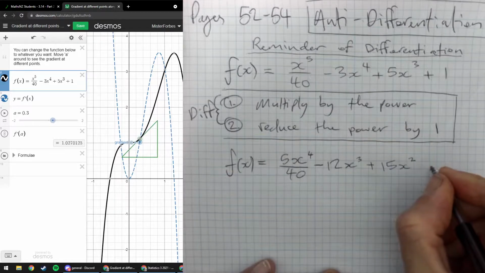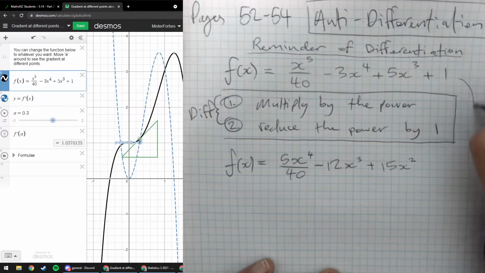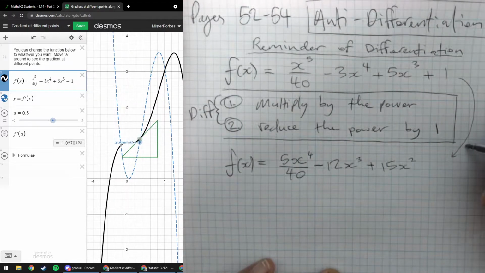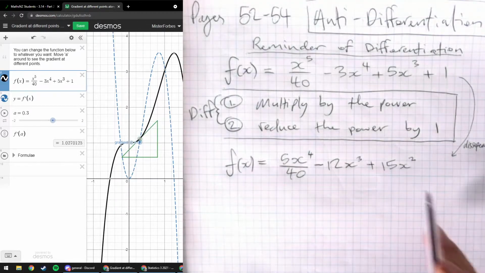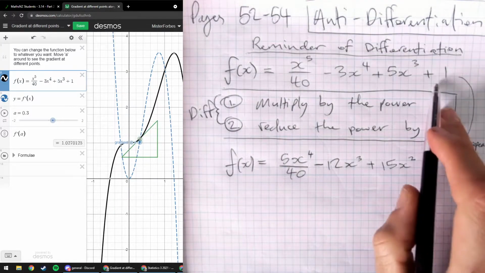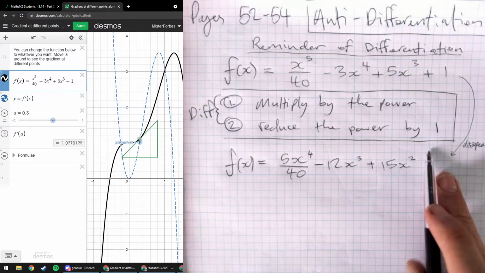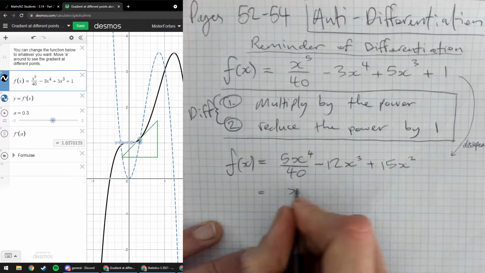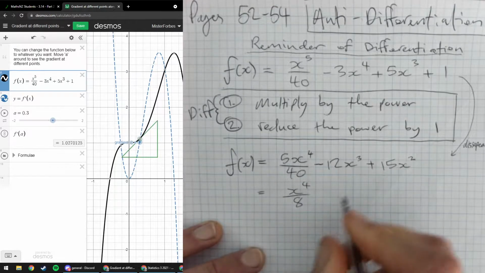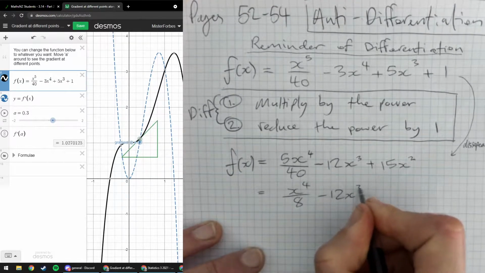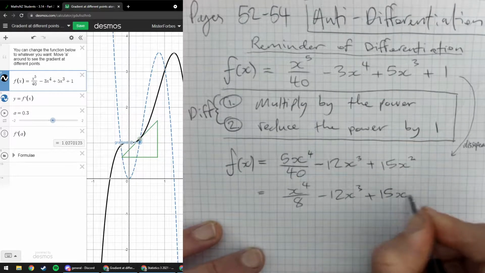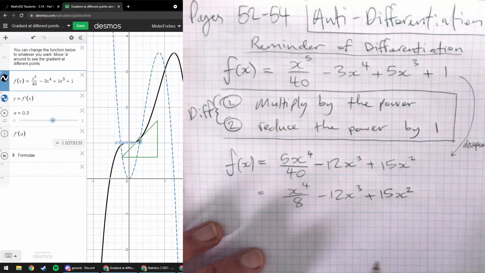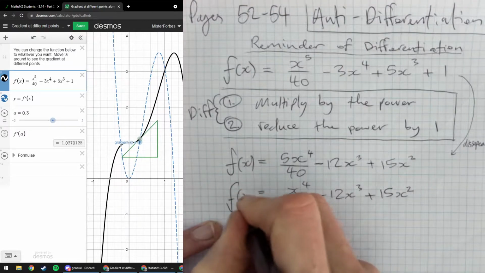Now, something I do want you to notice is here, remember, if it's just a constant, it just ends up disappearing. So this goes away, or disappears. Oh, I don't know how to spell that. 2 S's, sure. It disappears. So there is nothing to do with that plus 1 anymore. It's gone. Right? So let's just simplify this. 5 over 40, we can simplify that to x to the power 4 over 8 minus 12x to the power 3 plus 15x squared. So this is how we differentiate.